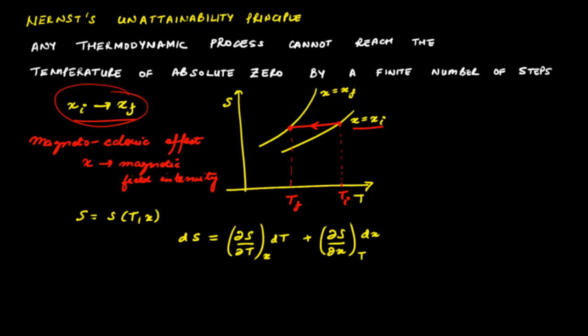dX. We've already seen that if we write T del S by del T at constant X, it is the heat capacity at constant X. For example, if X is pressure, then T del S by del T at constant P is equal to the heat capacity at constant pressure.